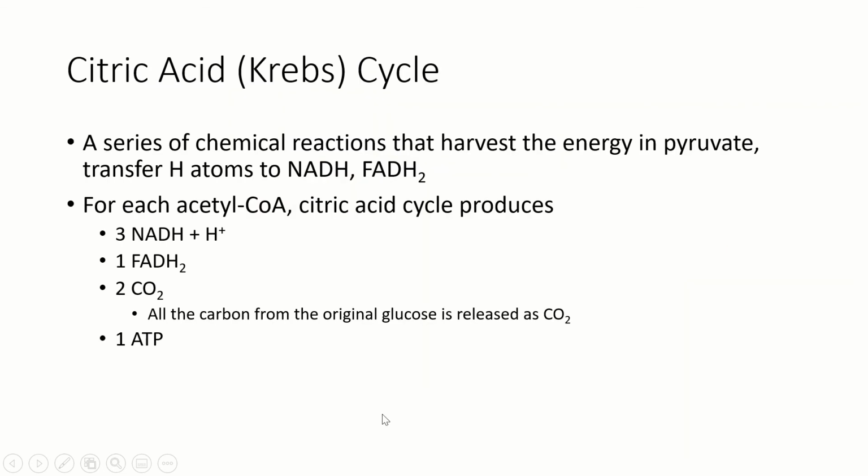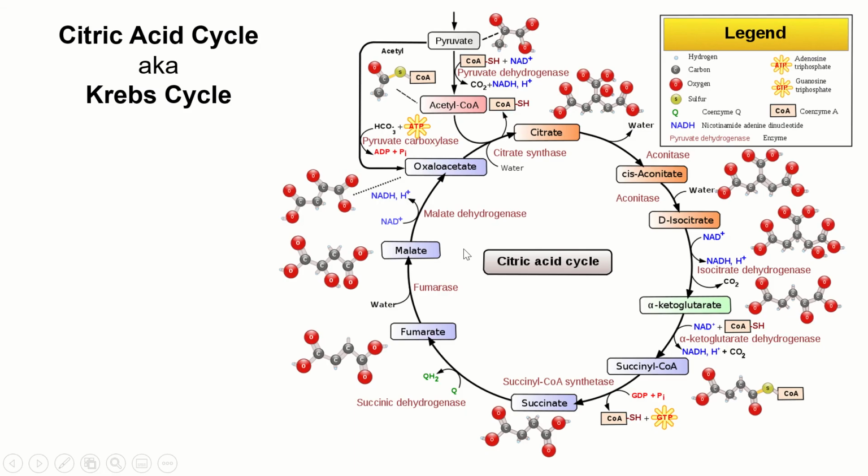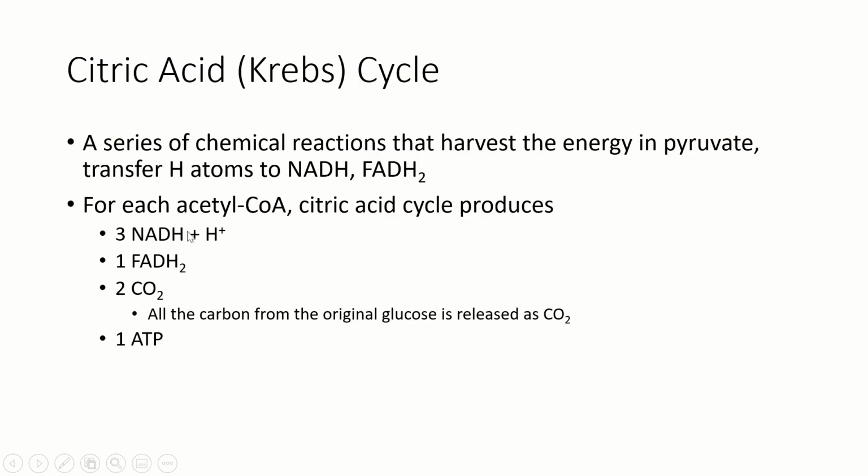But what you need to know is just this. The citric acid cycle, also called the Krebs cycle. Krebs was the one who discovered it. It's a series of chemical reactions that harvest the energy in the pyruvate and transfer atoms to NADH and FADH2. Oh, that's what this is. This is FADH2. Ooh, I really should have looked more carefully at this. For each acetyl-CoA, we're going to get 3 NADH plus another H plus. We're going to get 1 FADH2, 2 carbon dioxide molecules, and we will have gotten rid of all of the carbon from glucose. And we're going to get 1 little ATP.